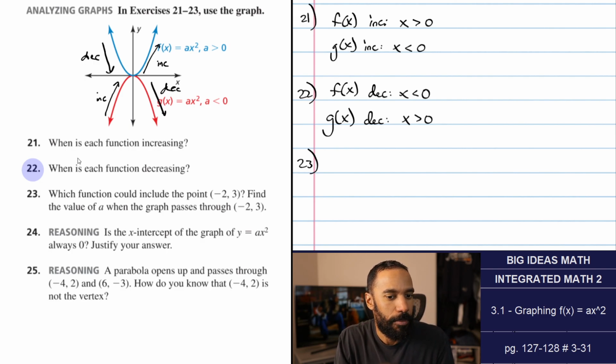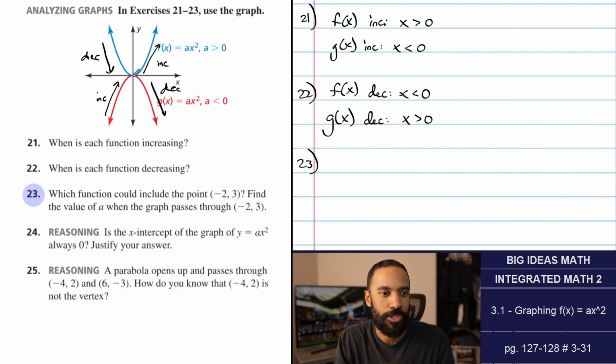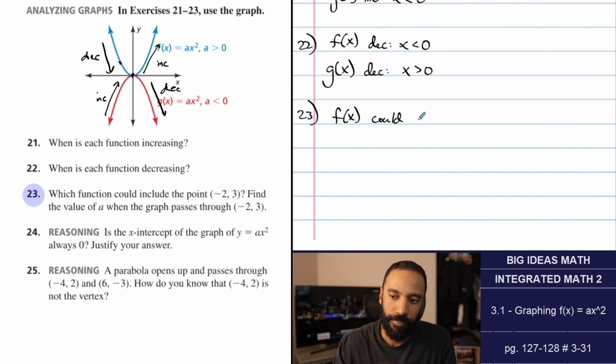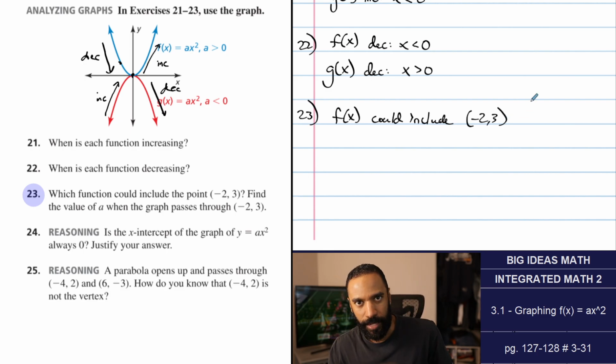Which function could include the point negative 2, 3? Find the value of a when the graph passes through the point negative 2, 3. So negative 2, 3 would have been up here, if that would have been an f of x equation, because the a values are greater than 0 there. So f of x could include negative 2, 3. Now they ask you to find the value of a in that case.